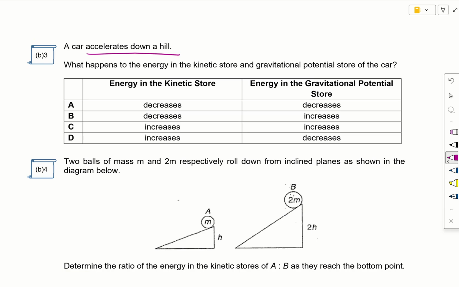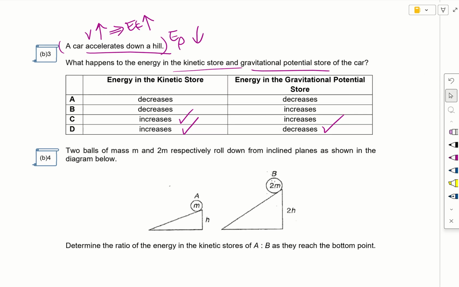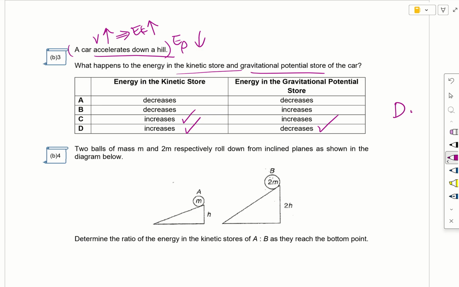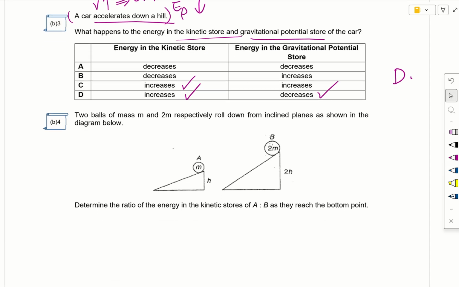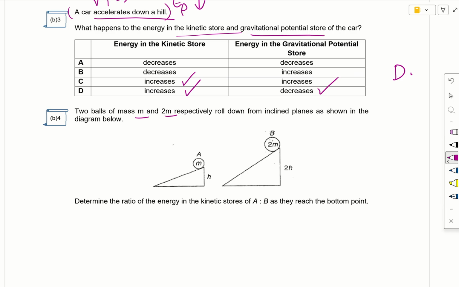Okay, next, a car accelerates down a hill. So going down a hill, the EP will decrease. And if it accelerates, that means the velocity increases. That means the EK increases. So what happens to the energy in the kinetic store and gravitational potential store? If you have analyzed the first statement, you'll know that the energy in the kinetic store increases, energy in the gravitational potential store decreases because it is going down, right? So answer is D.